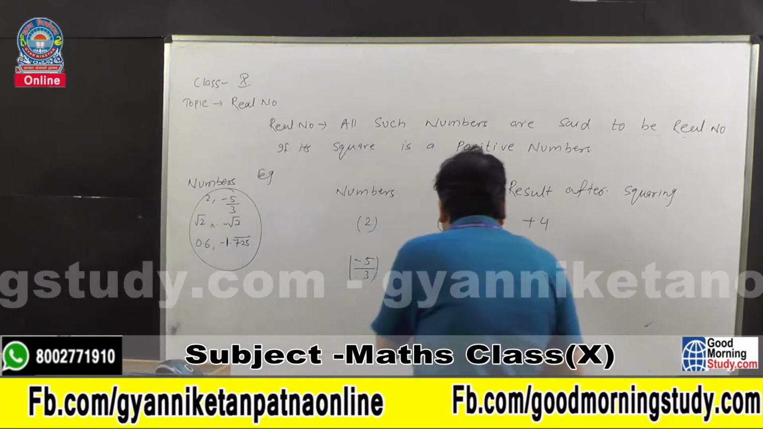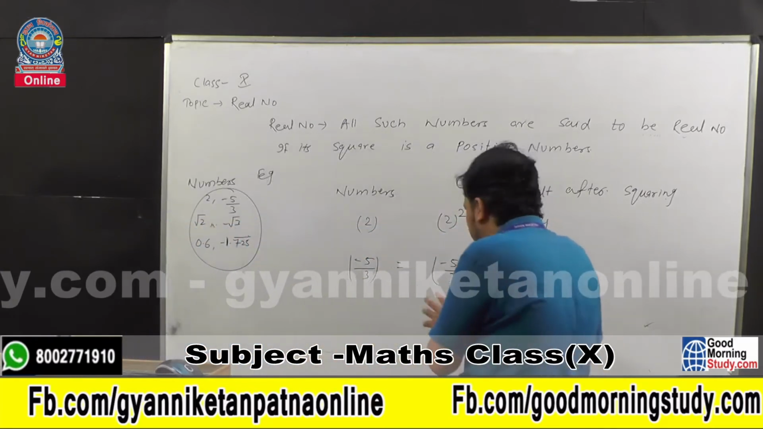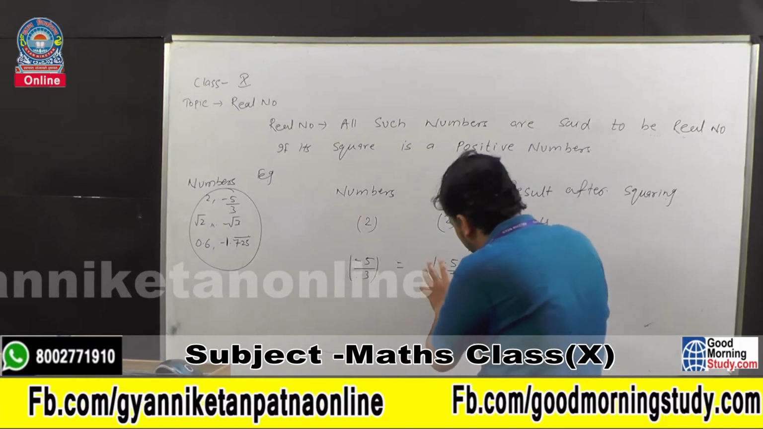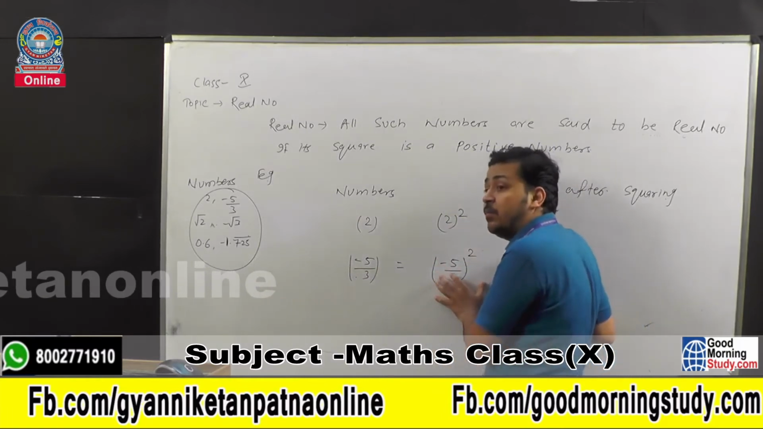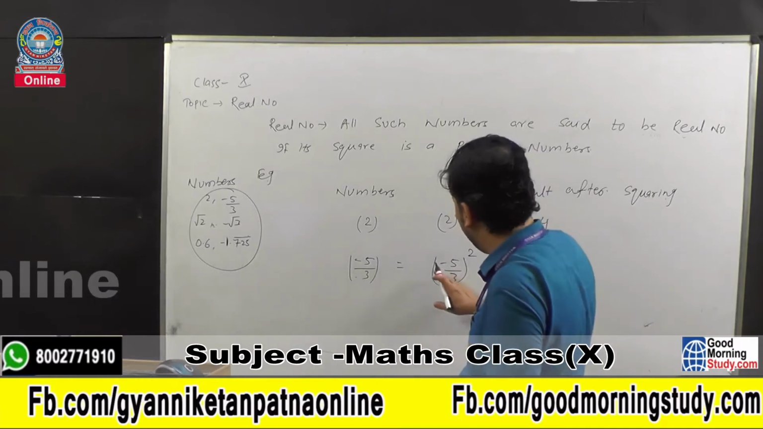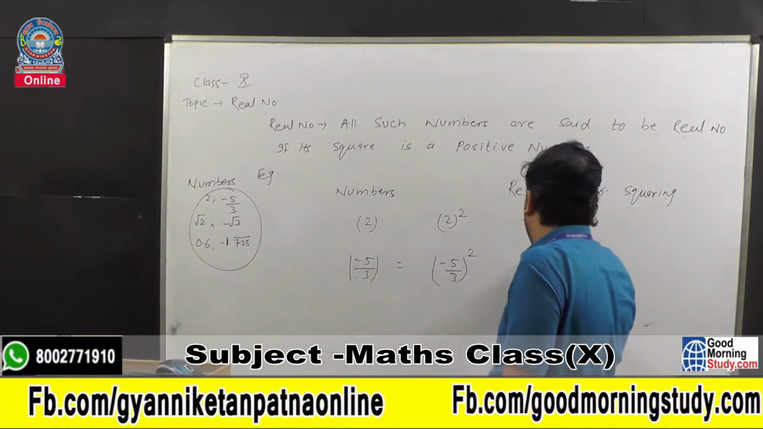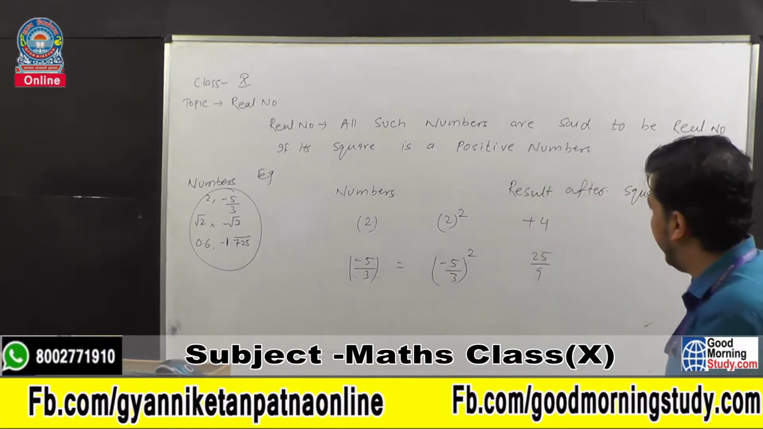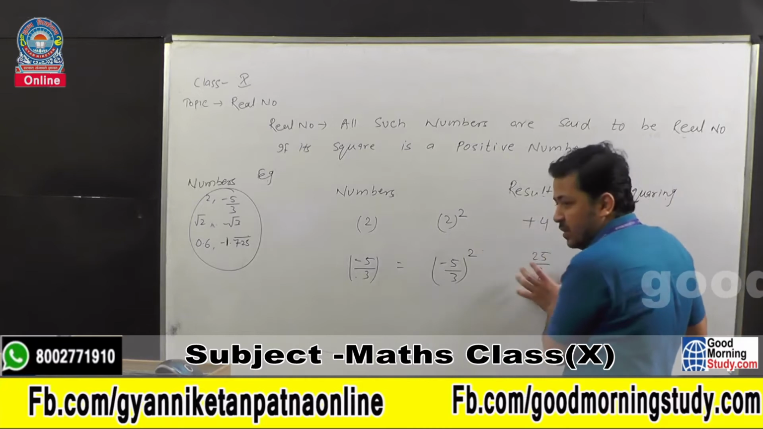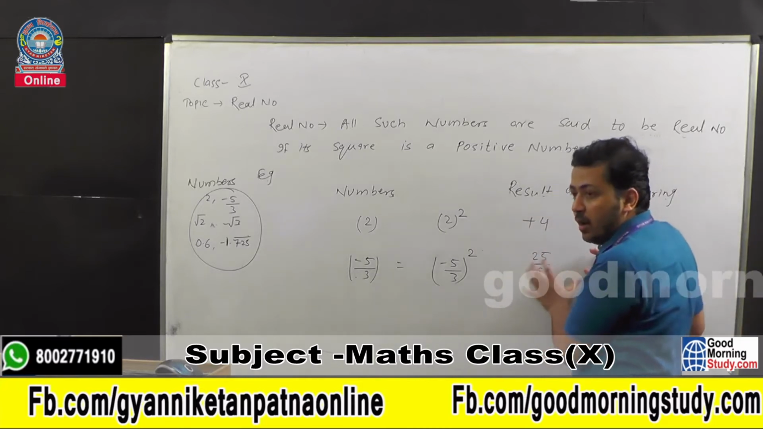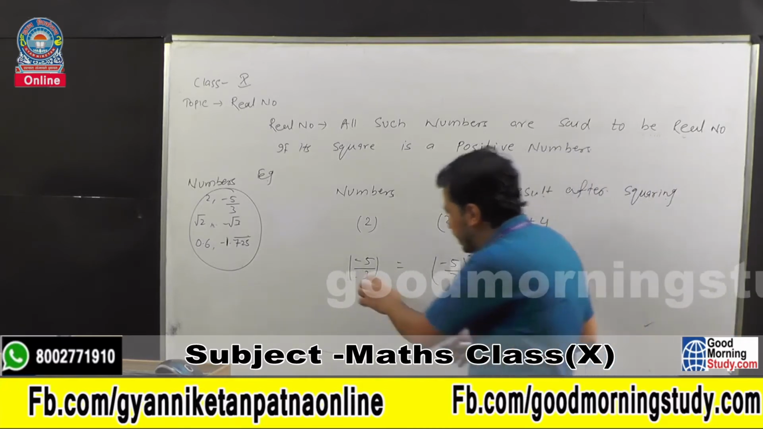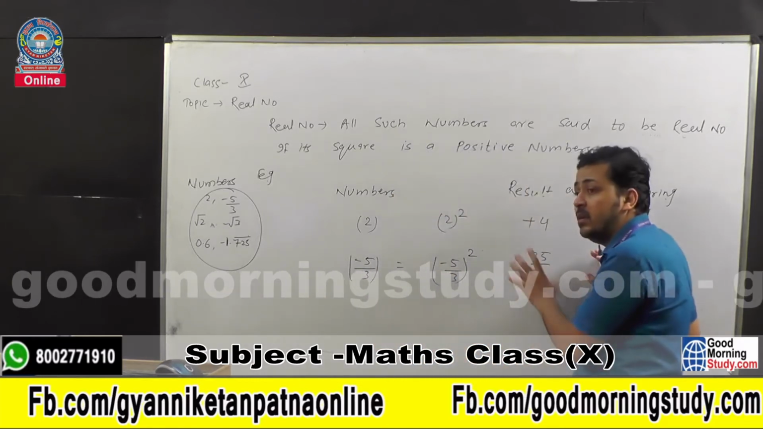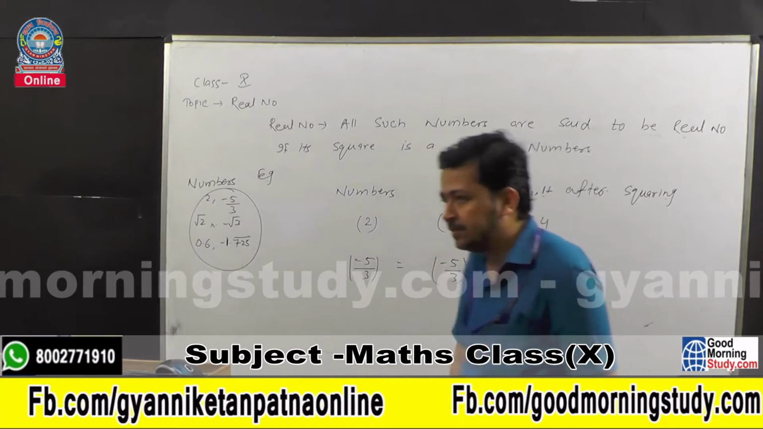So see this, the result will be whatever. Maybe you did not work out what the result will be, but you can say that the result will be positive. Minus and the square, so it will be 25 divided by 9, and the result is positive. So now I can see that minus 5 by 3 is a real number. This is the main thing.